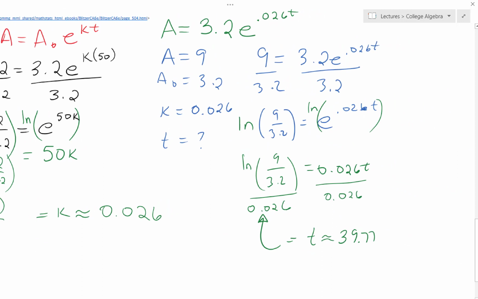What are we writing down? 39.77 years past 2000, because t is the after amount. How much time has passed? So if we translate what that means, 2000 plus 39.77 years would be 2039.77.